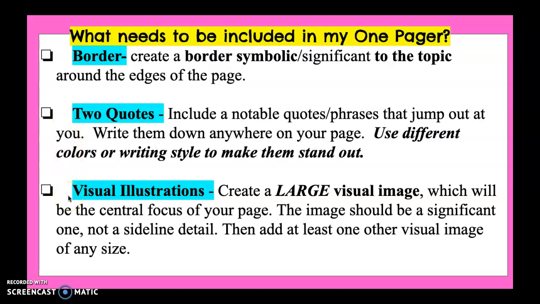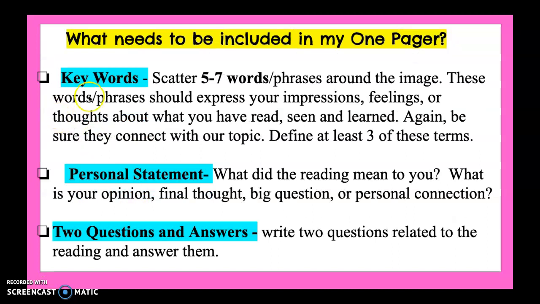Visual illustrations. So I'm going to ask that you have at least two pictures. You should have one large visual image that's the central focus of your page. And again, it should be a significant one, not just a sideline detail. Then you're going to add at least one other picture of any size. So border, two quotes, two pictures. Keywords, scatter 5 to 7 keywords or phrases around the image.